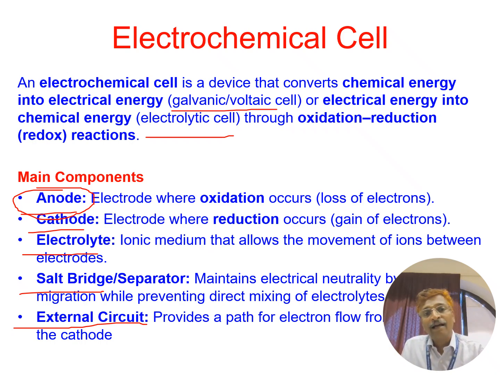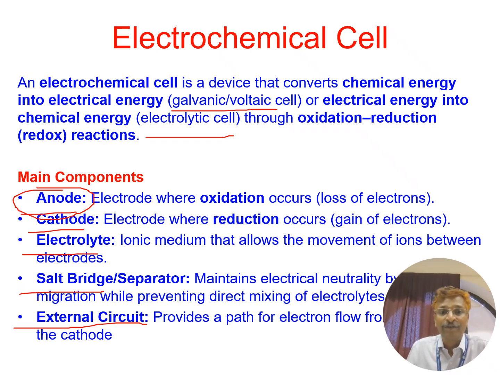At the anode, oxidation takes place. Always, oxidation takes place at the anode. Oxidation is nothing but loss of electrons. Then at the cathode electrode, a reduction reaction takes place, so it accepts the electrons. And then the electrolyte is the ionic medium.